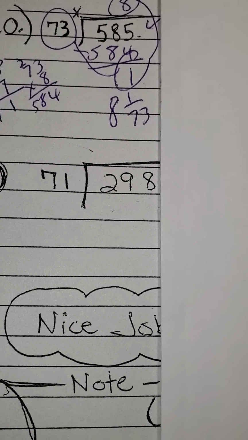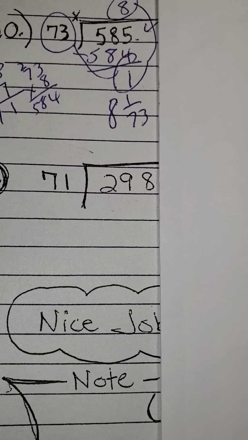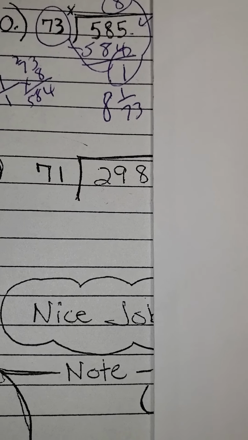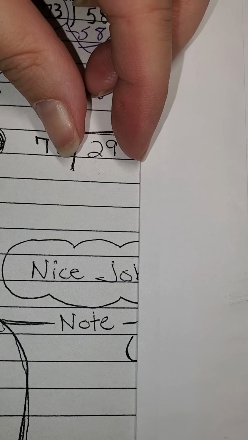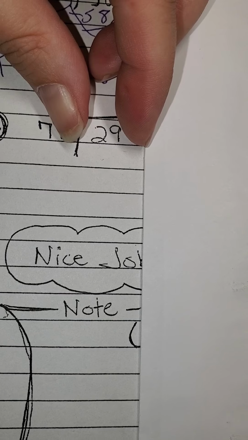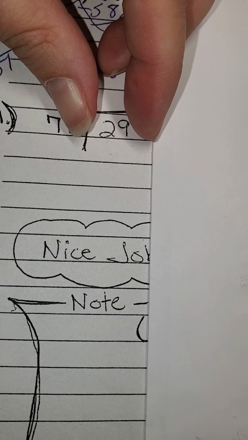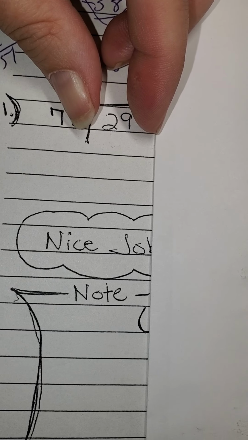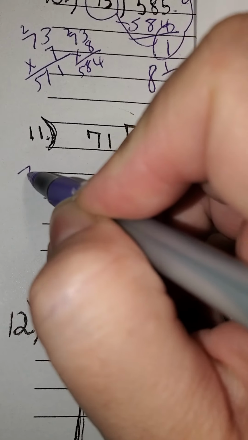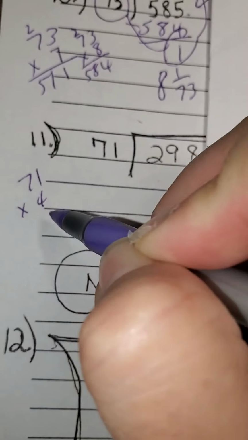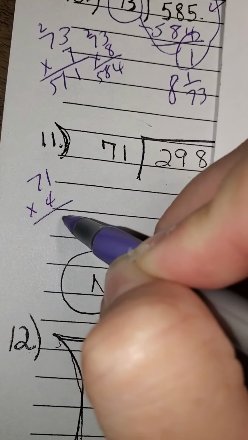298. Is that big enough to have 71 in it? Sure it is. How many? I don't know. Booger pickers? How many 7s are in 29? About 4. 7 times 4 is 28. So try 4 out to the side. Work ahead of me. Don't copy mine. Pause if you need to.